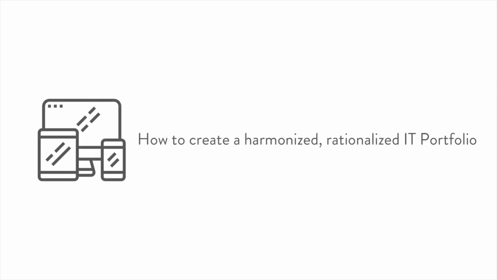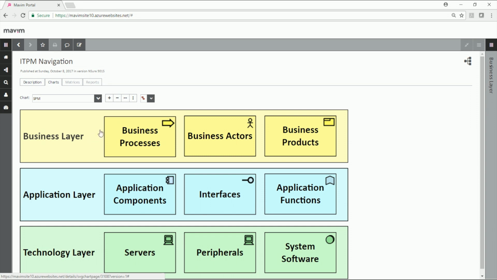Previous attempts to rationalize and harmonize their IT landscape had failed because even though NSure was able to define and eliminate duplicates and assess application lifecycle, they weren't able to visualize the impact that phasing out the wrong application could have on their people and business critical processes.